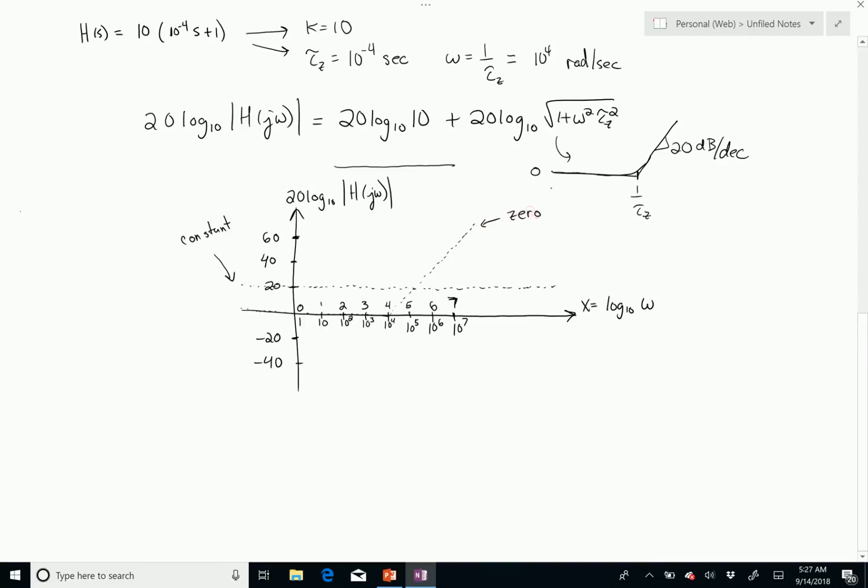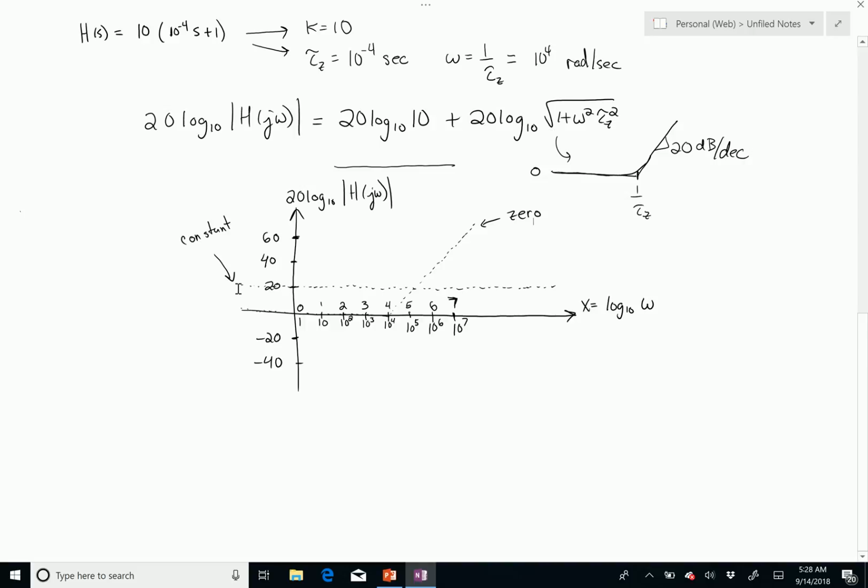Now, if I want the combined effect, I go along each individual frequency, in other words, for each value on the x-axis, and I add the effect of the constant plus the effect of the zero.